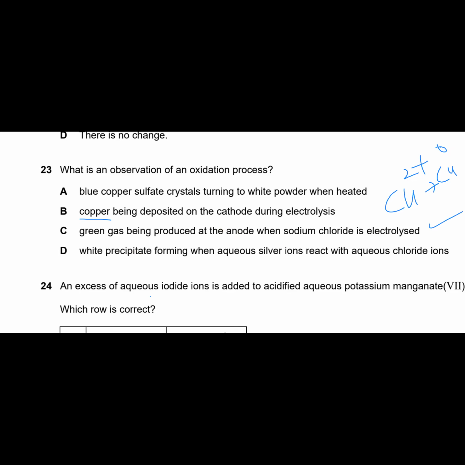White precipitate forming when aqueous silver ions react with aqueous chloride ions. Now, this one is actually the correct answer. It's not oxidation, because it's just ions changing, isn't it? It's just a displacement reaction. Silver plus and chloride minus.